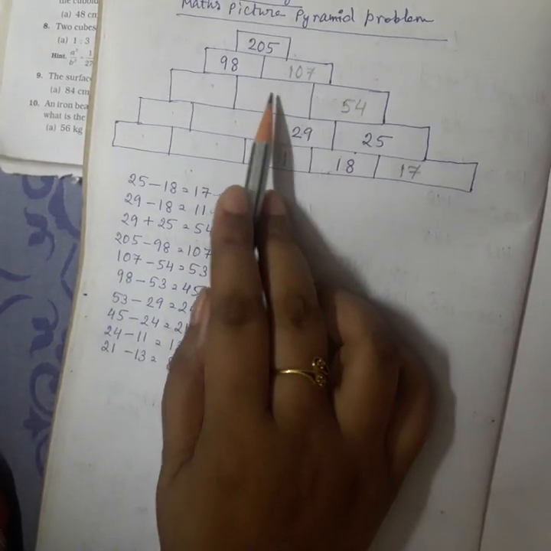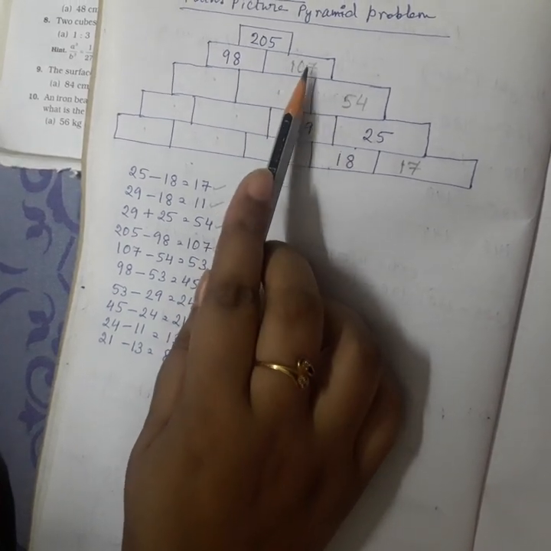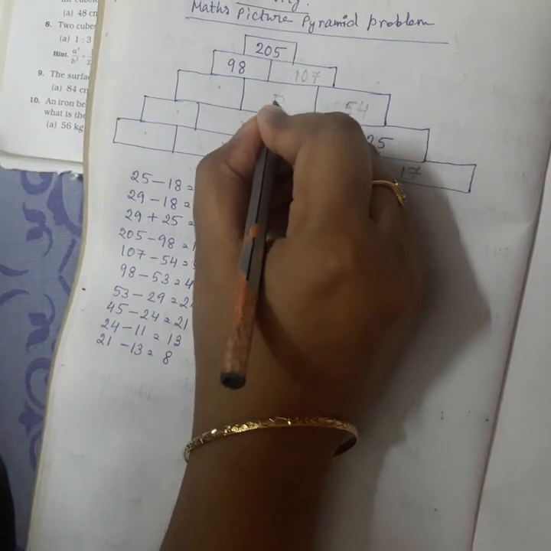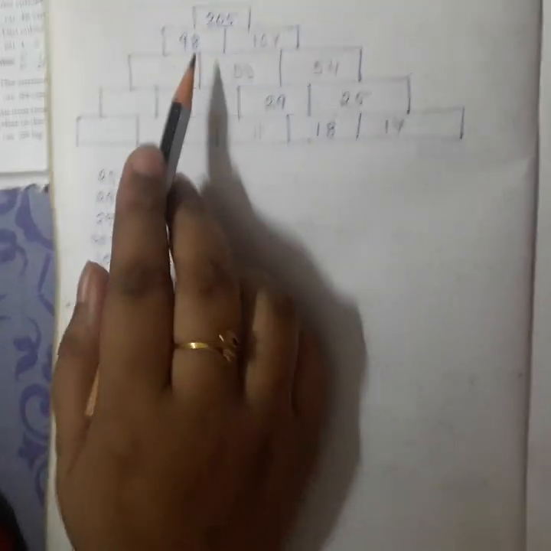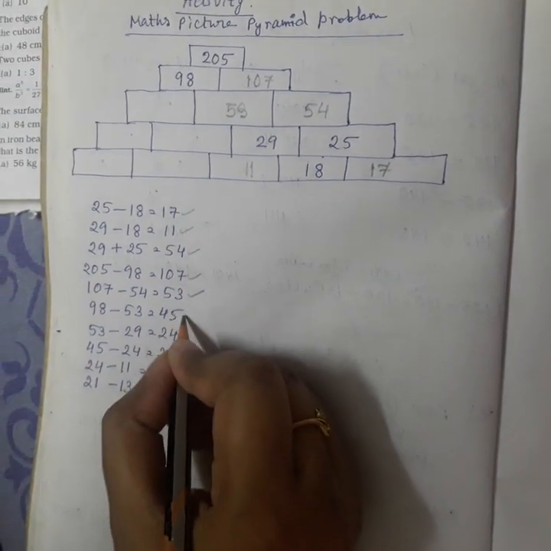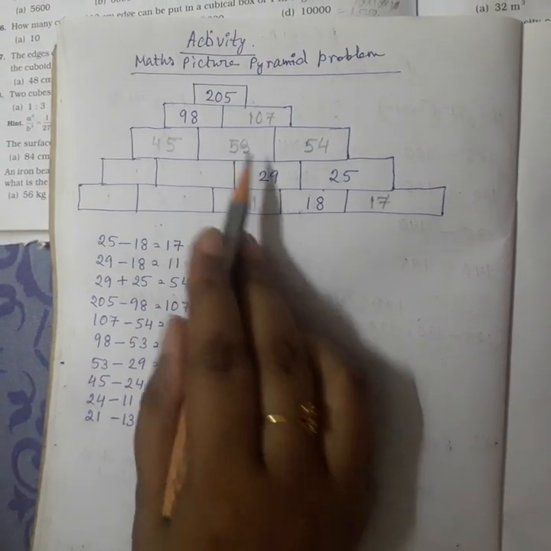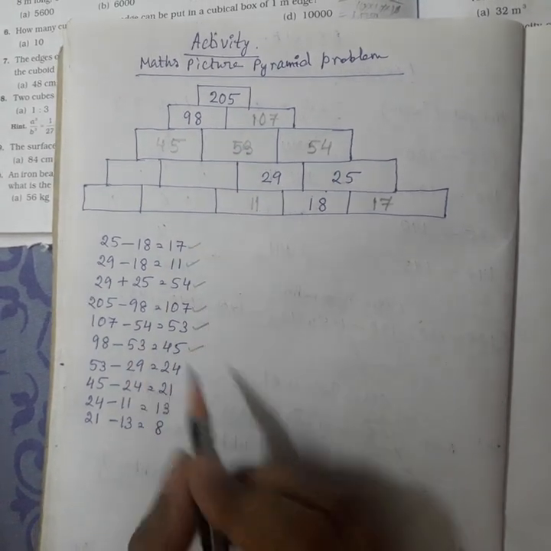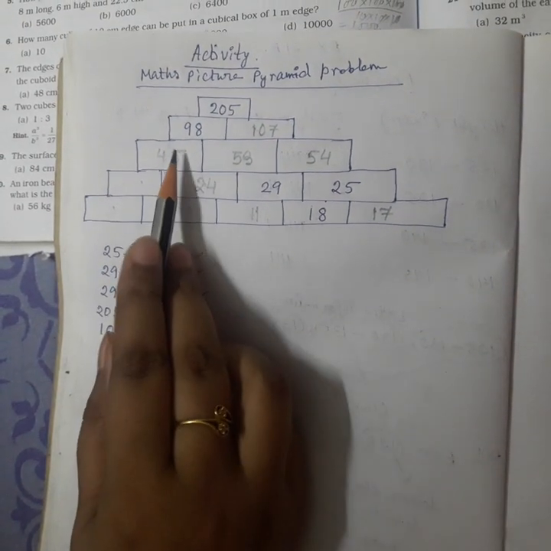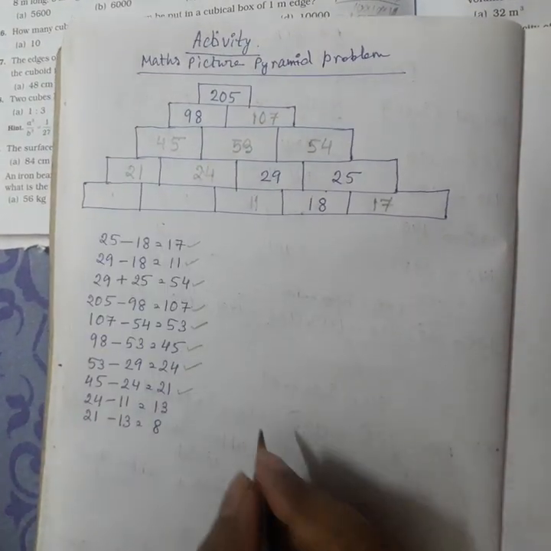Now see, these steps we can solve. We have got this number and this number, and their sum comes here. So 107 minus 54 is 53. Now the sum of these two numbers will come 98, so 98 minus 53 is 45. Correct. Now the sum of these two numbers is 53, so 53 minus 29 is 24. Now the sum of these two numbers comes here, so 45 minus 24 is 21.